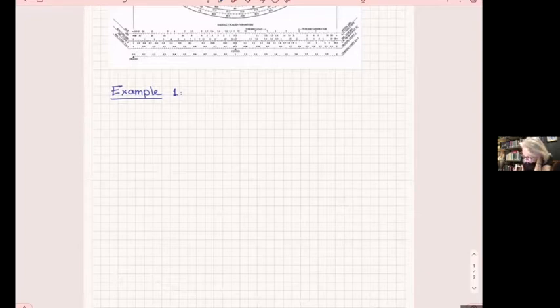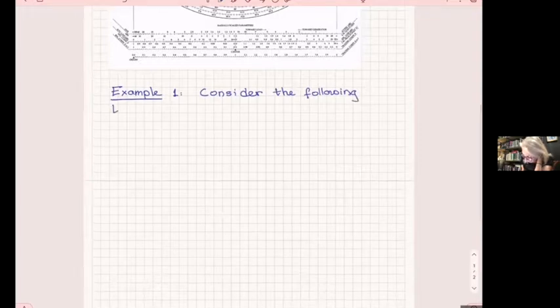All right, so the problem is the following. So we say consider the following example, the following problem, the following transmission line. And I'm gonna do a similar to the homework, but not the same.